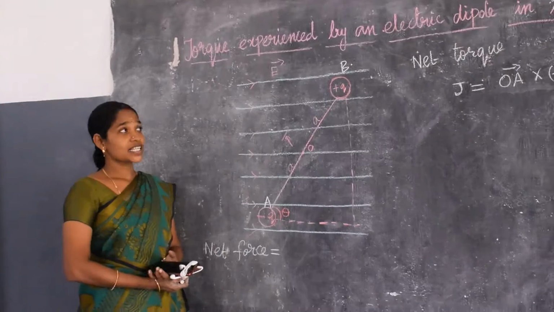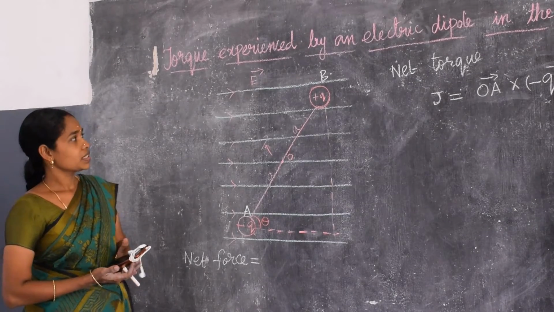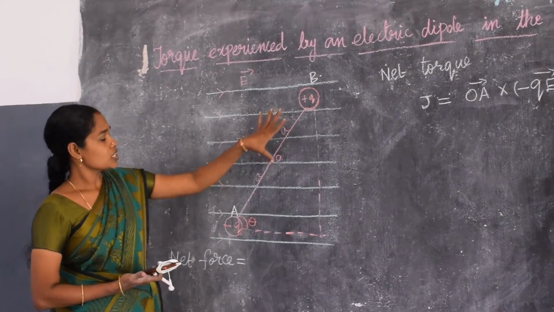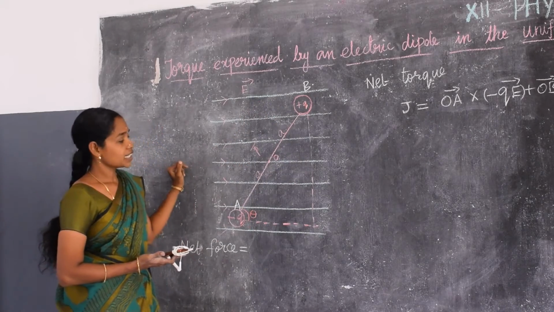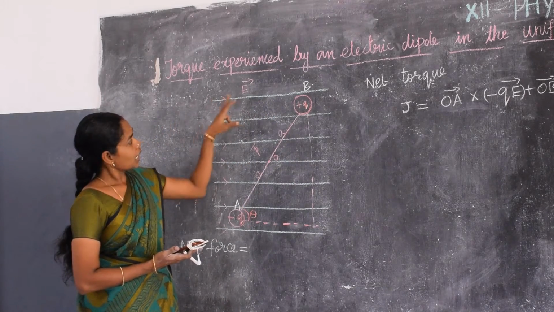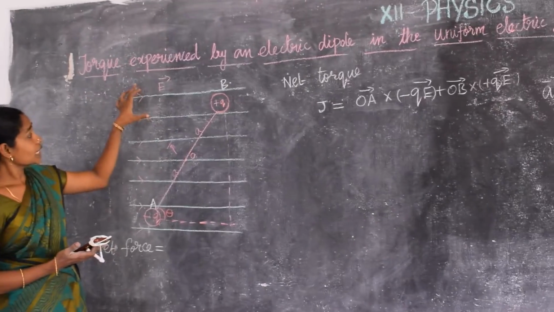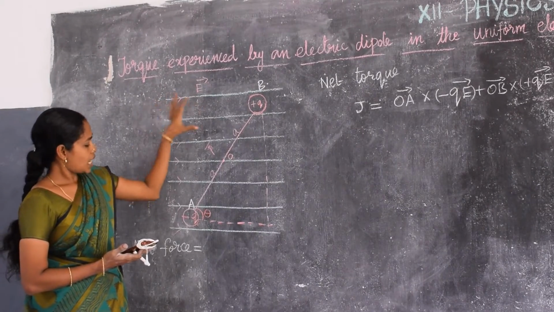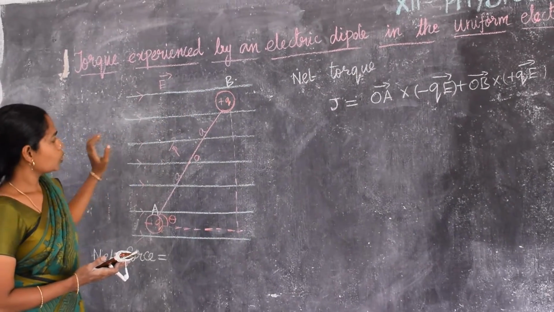Is it clear? Let us go for the next topic. We will now study what happens when an electric dipole is placed inside a electric field. That means there is an external uniform electric field which is already present. On that we placed a dipole.